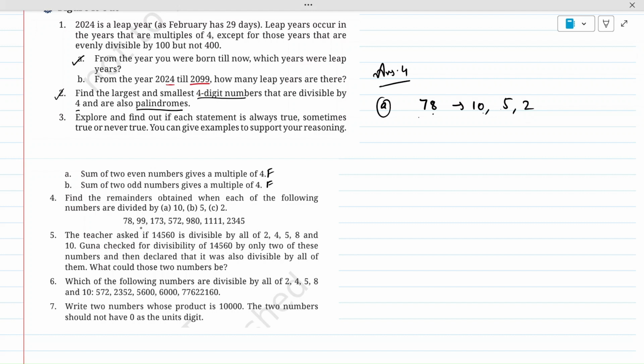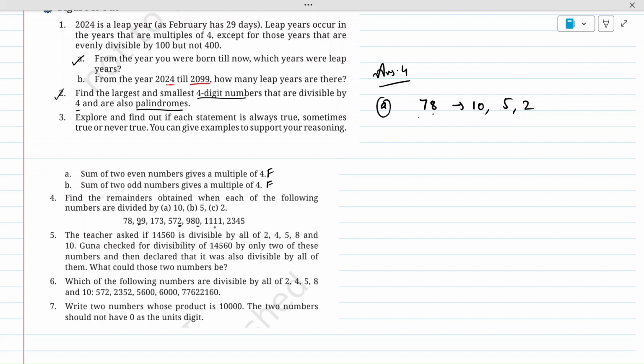Similarly, 99, if we take, it is not completely divisible by any of these three. But what is the remainder? This is simple division, you guys can do it. In all the cases, we have to do this, but let me quickly go through all the numbers and tell you. For 173, it is not divisible by any of them completely. 572, since 2 is an even number, it will be completely divisible by 2, but not by 10 and 5. And for 980, since 0 is there, it will be divisible by 10 completely, and by 5 and 2 also, because it comes in the category of even numbers.